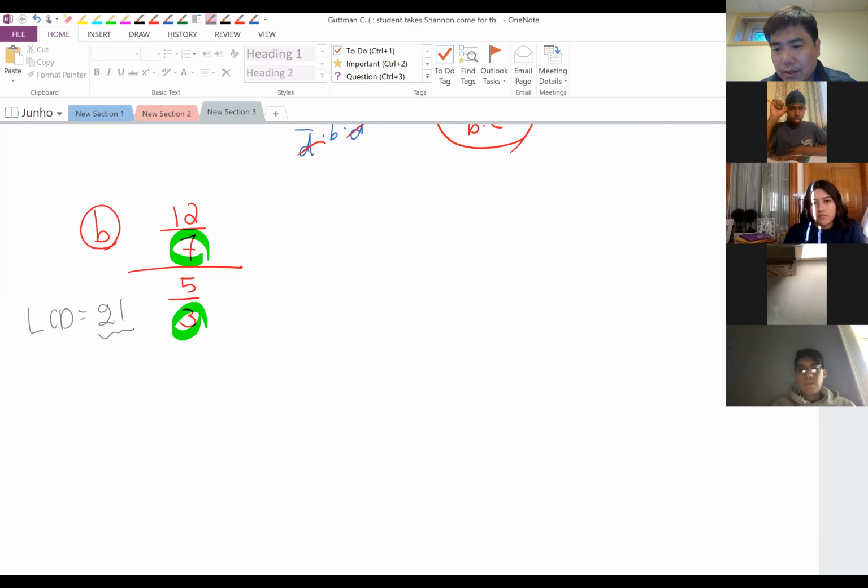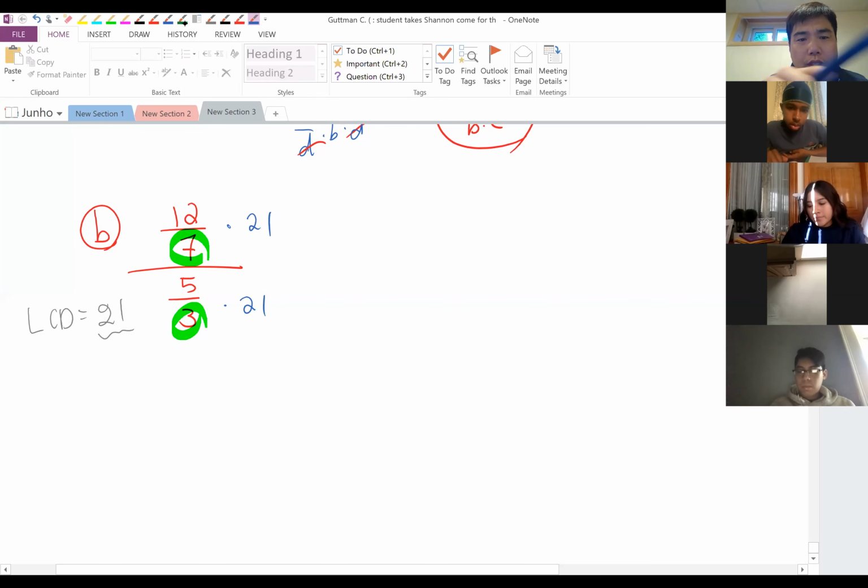Kelvin? Okay, then now what's the second step? You multiply the least common denominator to both fractions. Yeah, we multiply the LCD to both fractions. So multiply 21. As I told you from the first questions, you can multiply first or divide first, but my recommendation is you may do division first here. So what's 21 divided by 7? 3.